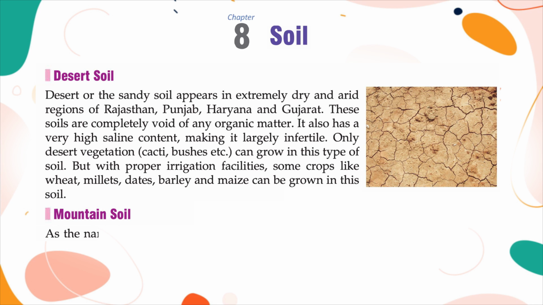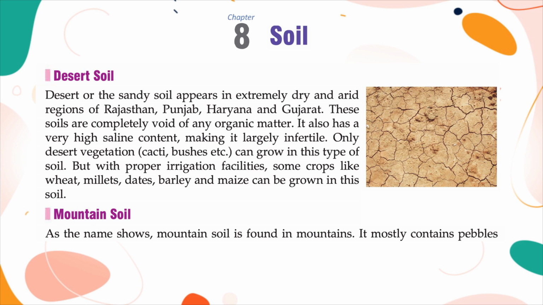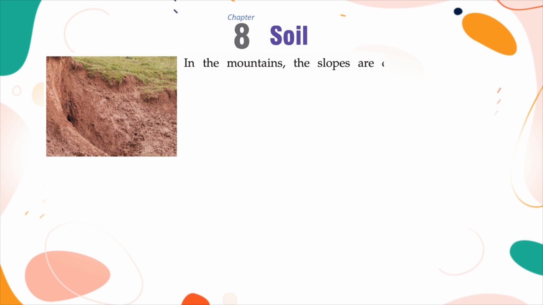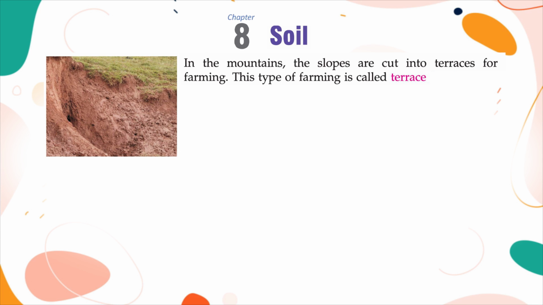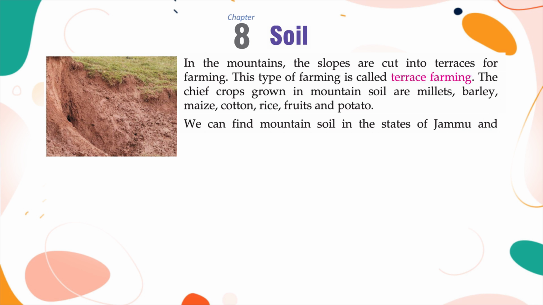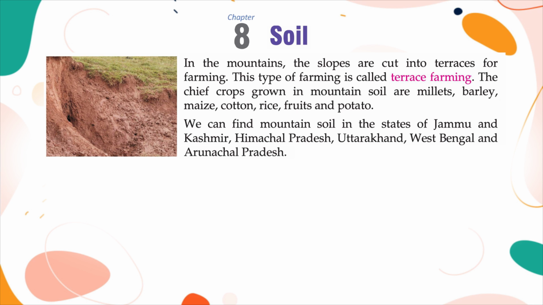Mountain soil. As the name shows, mountain soil is found in mountains. It mostly contains pebbles and stones which have not fully broken down. It is not very fertile. In the mountains, the slopes are cut into terraces for farming. This type of farming is called terrace farming. The chief crops grown in mountain soil are millets, barley, maize, cotton, rice, fruits and potato. We can find mountain soil in the states of Jammu and Kashmir, Himachal Pradesh, Uttarakhand, West Bengal and Arunachal Pradesh.